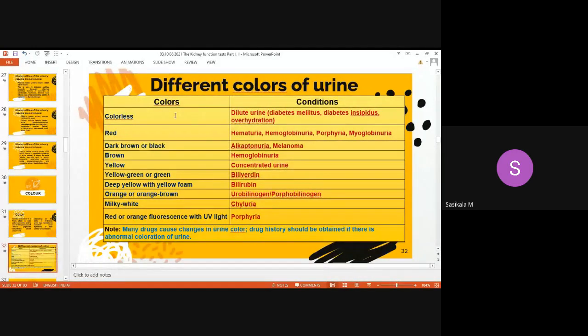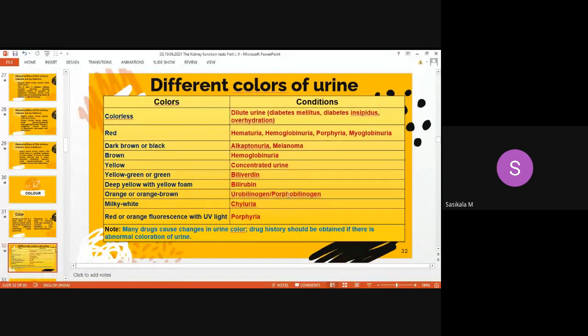So we have seen colors and conditions of the urine. Different colors of urine represent different disease conditions. Colorless is dilute urine, red is due to excretion of blood in the urine. Dark brown or black represents melanoma or alkaptonuria. Brown represents hemoglobinuria. Yellow is concentrated urine. Yellow green or green is due to biliverdin. Deep yellow with yellow foam is due to bilirubin. Orange brown is due to urobilinogen or porphobilinogen.